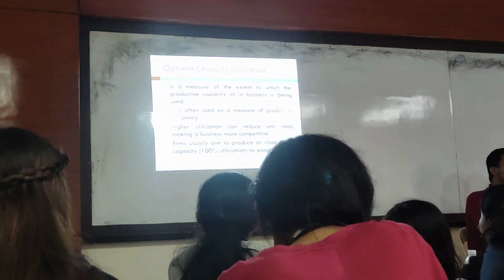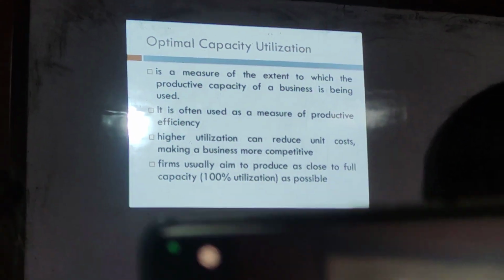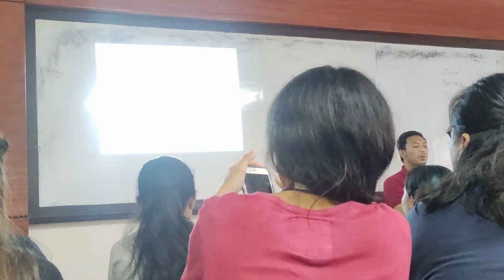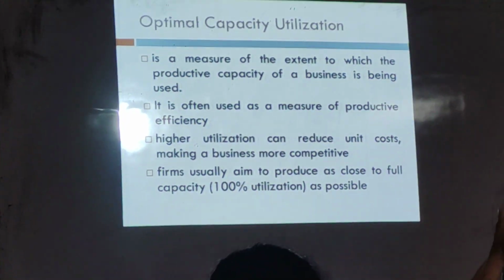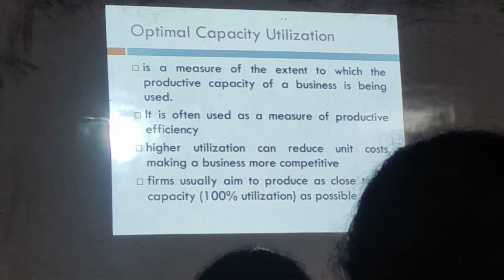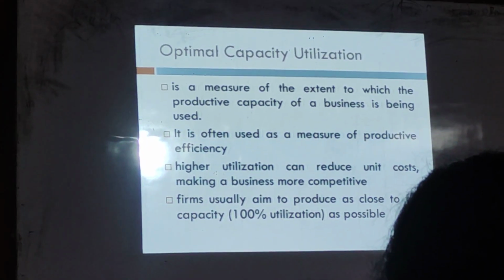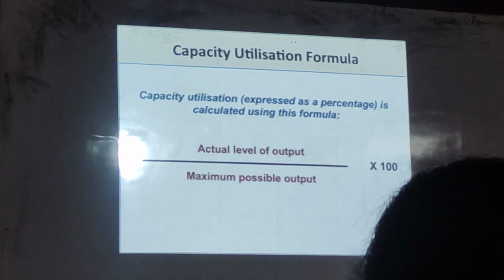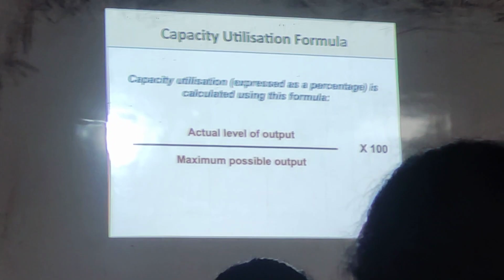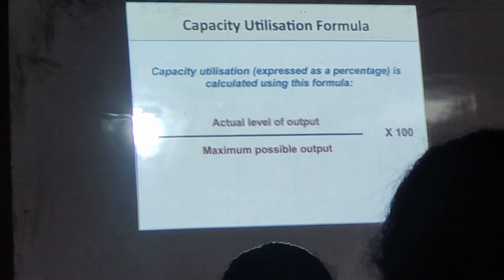Now, we also have what we call optimal capacity utilization. This is where we measure the extent to which the productive capacity of a business is being used. So, na-exhaust ba na to ang capacity sa business in using all the resources that we have. So, the formula for that is actual level of output over the maximum possible output.